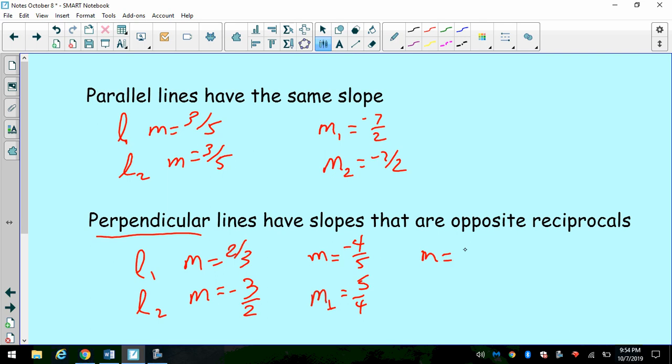Now our slope happens to be a whole number like 3. The slope of the perpendicular, turn it over, is going to be 1/3. And the opposite of +3 is negative, so -1/3. Parallel lines will always have the same slope. Perpendicular lines will have slopes that are opposite reciprocals.